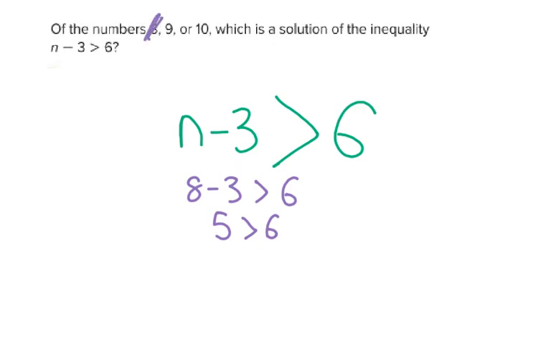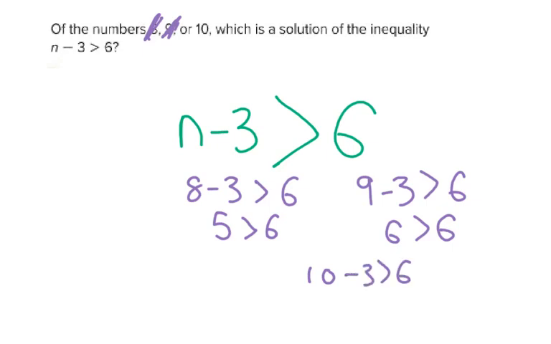Our next number is 9. 9 minus 3 is greater than 6. Well, 9 minus 3 is 6, and 6 is not greater than 6. So 9 is also not a solution. If we try 10, 10 minus 3 is greater than 6. 10 minus 3 is 7, and 7 is greater than 6. So 10 is a solution. The only value in the list, 8, 9, and 10, that would be a solution for this inequality is 10.